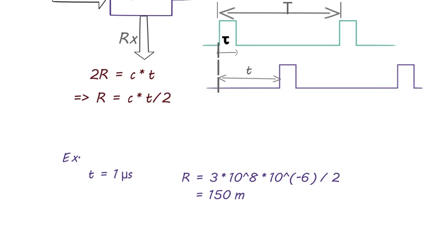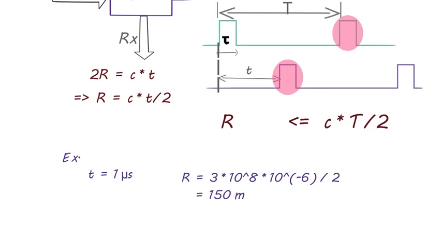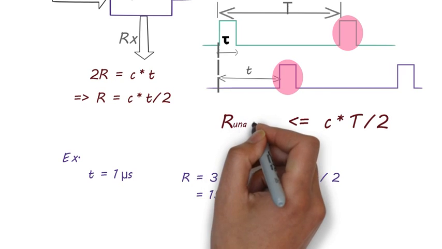For reliable detection, this echo pulse must be received before the transmission of second pulse. So time of receiving back the pulse must be less than or equal to the time period of the pulse, that is capital T. So range r must be less than equal to c into T divided by 2. The range below c into T by 2 is also known as unambiguous range.